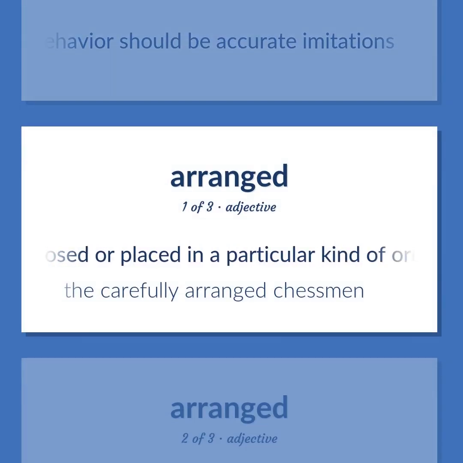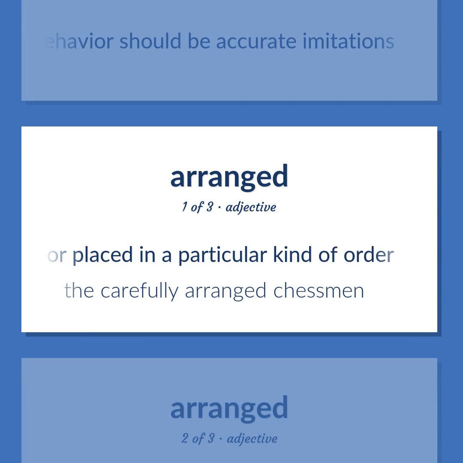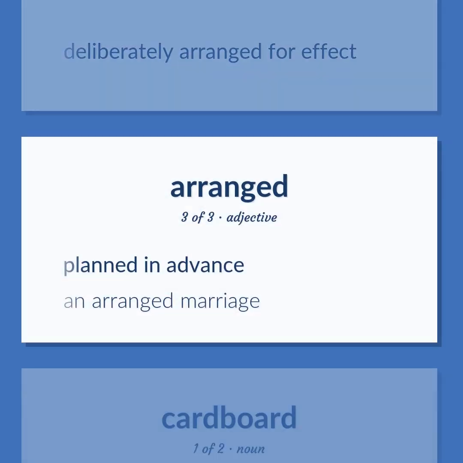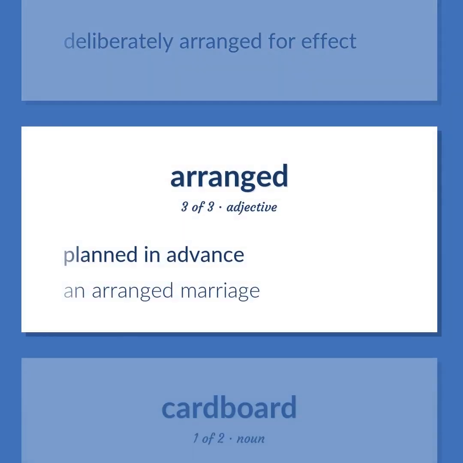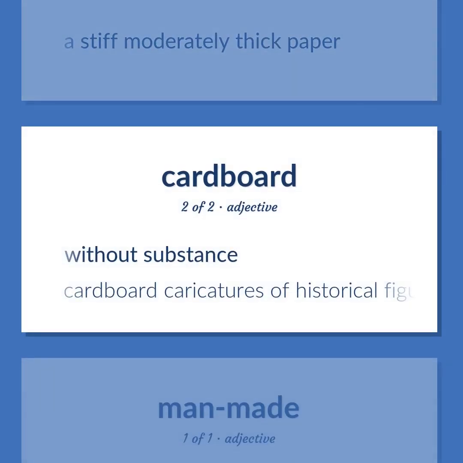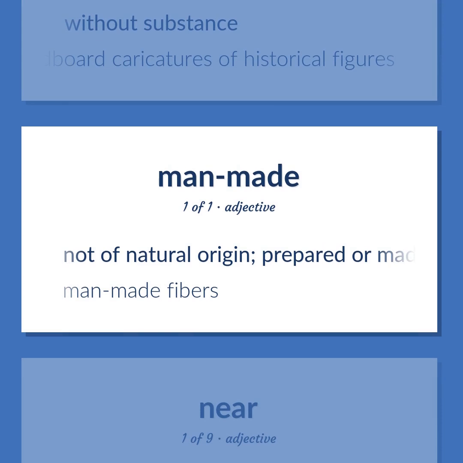Disposed or placed in a particular kind of order. The carefully arranged chessman. Deliberately arranged for effect. Planned in advance. An arranged marriage. A stiff, moderately thick paper. Without substance. Cardboard caricatures of historical figures. Not of natural origin, prepared or made artificially. Man-made fibers.